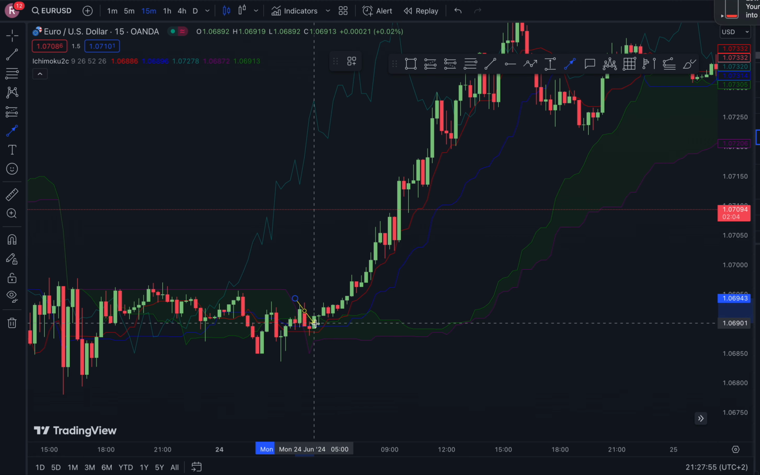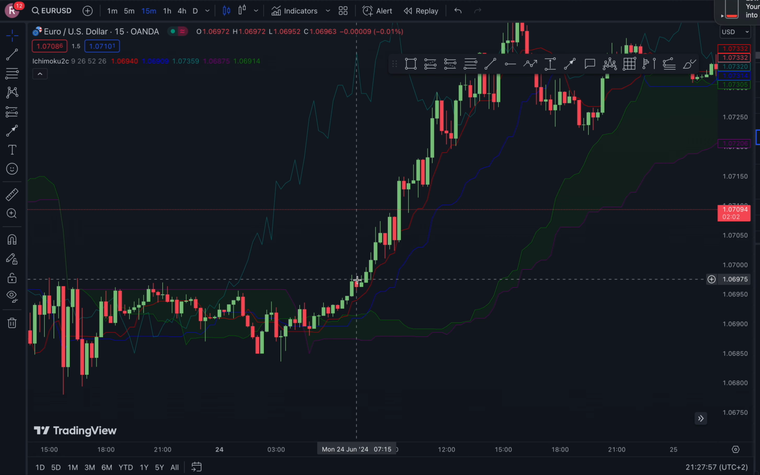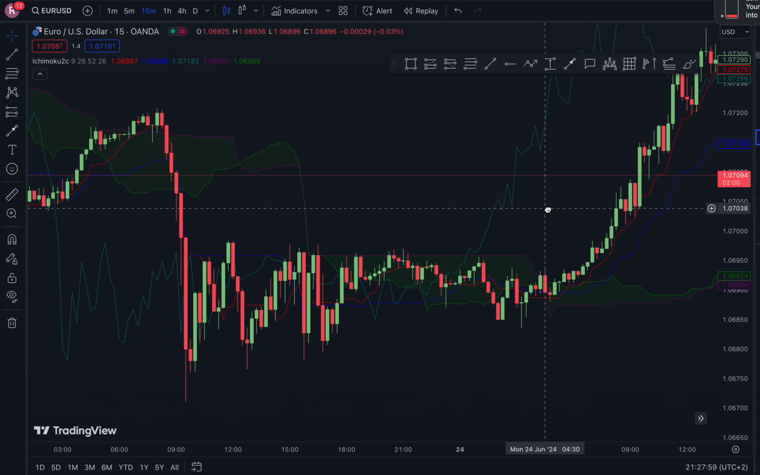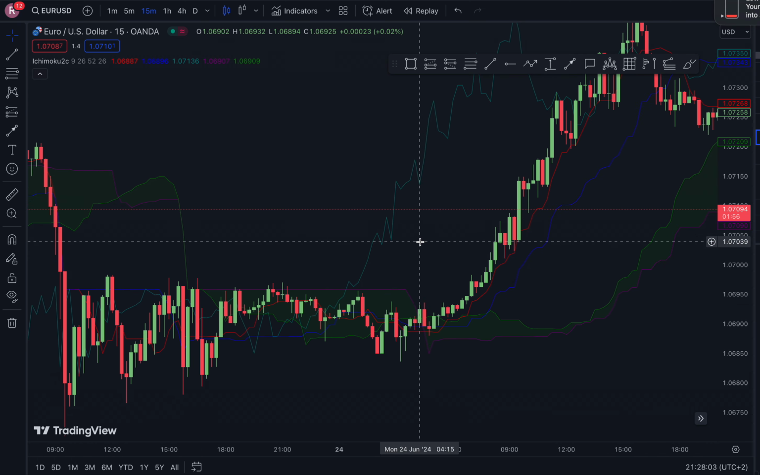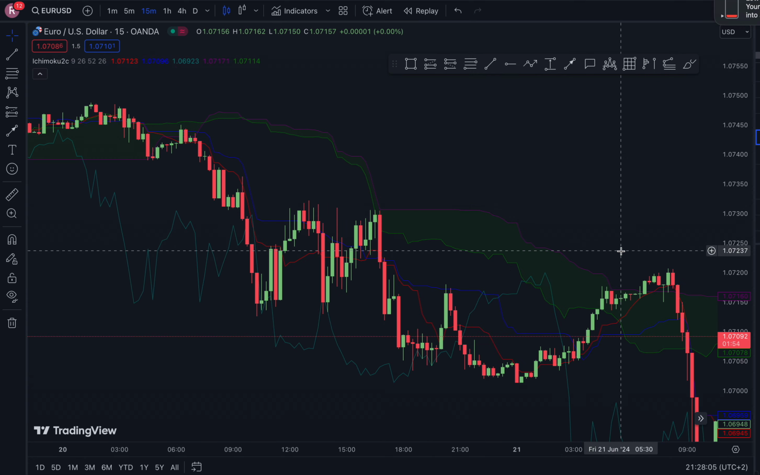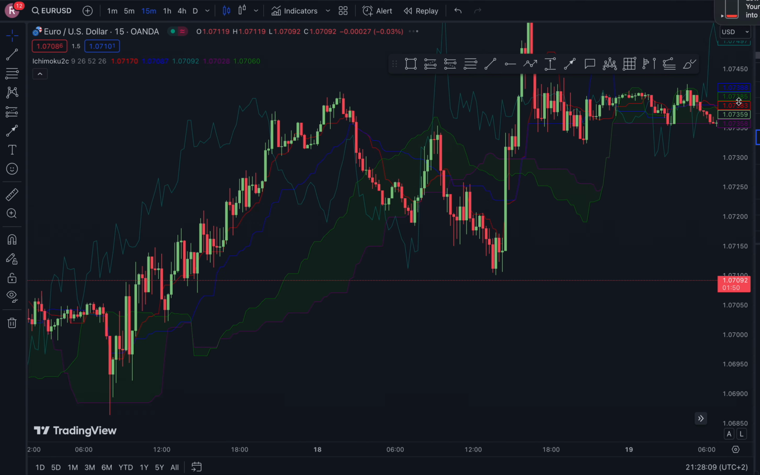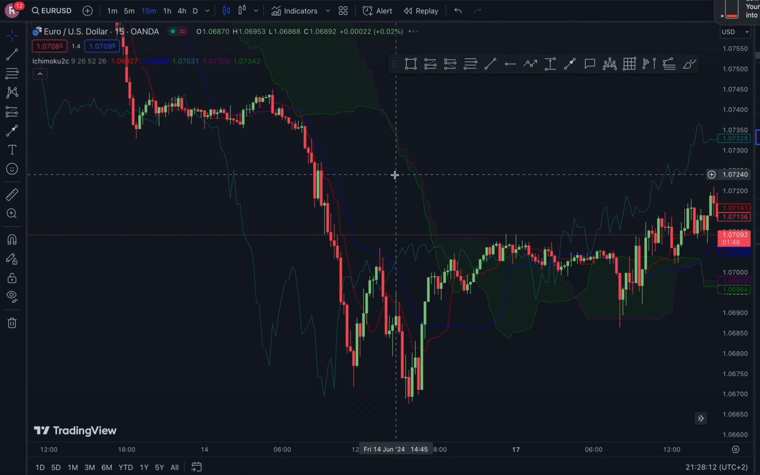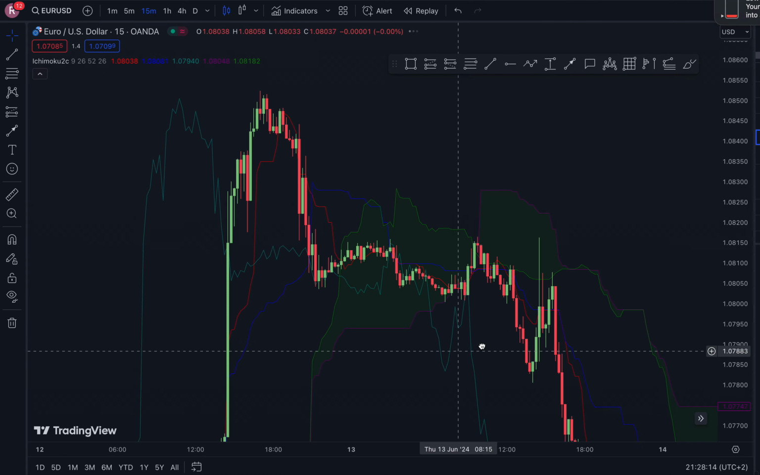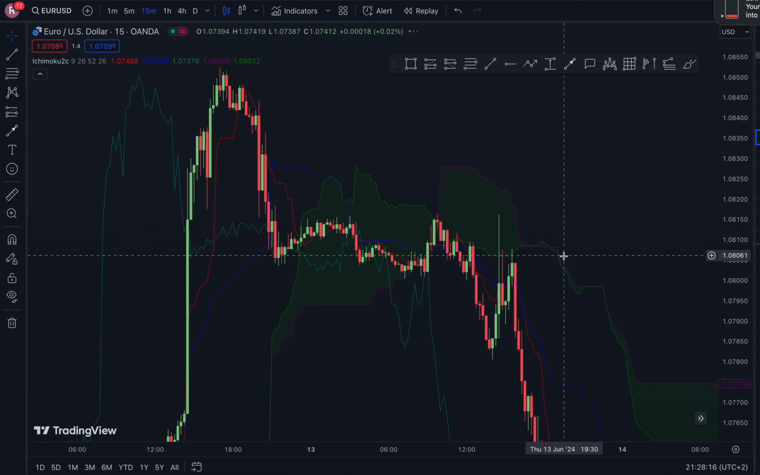You simply wait for the price to break out of the cloud, and you trade in whichever direction price has broken out of. So let's get started. I'm gonna go a little bit back so we can have a good timeline to run this. All right, let's start. I feel like let's start here.